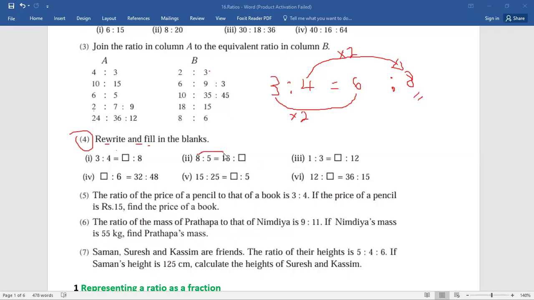Here, 8 has been converted into 16. Multiply by 2, right? Again, this 5 should be multiplied by 2. It will give you 10, right? And here, 3 has been converted into 12. How do you convert 3 into 12? By multiplying 4. 4 times 3, 12. So you have to multiply 1 by 4. The blank space should be 4. 4 times 1, 4.